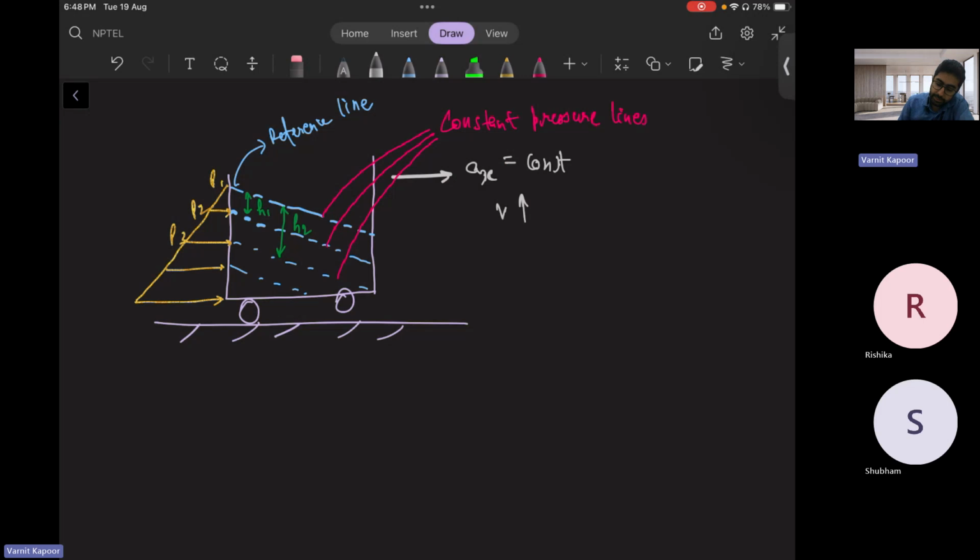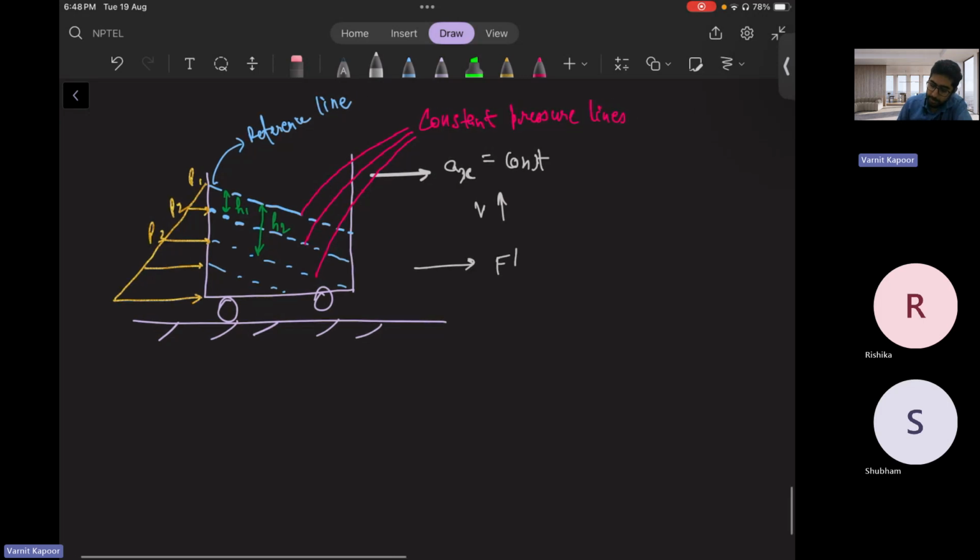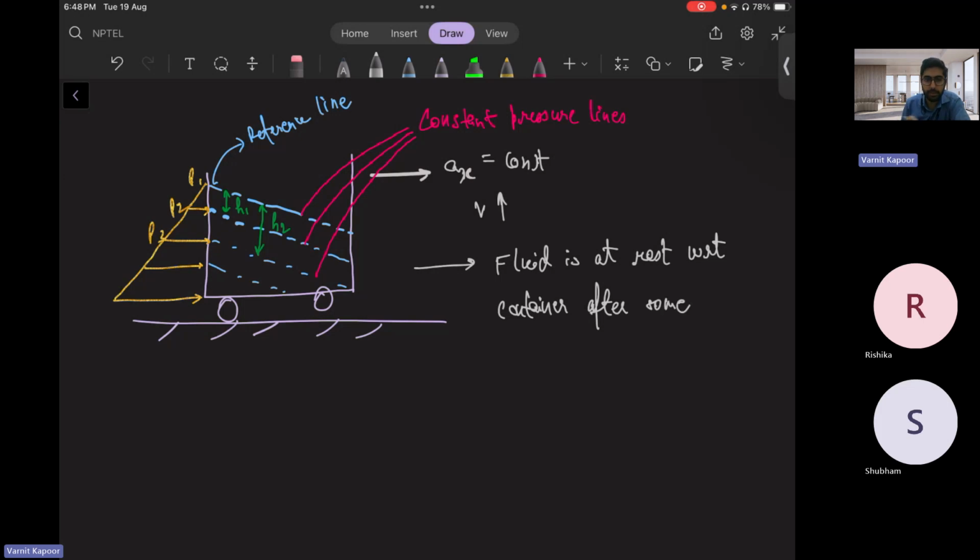So fluid is at rest with respect to the container, but after some time. Point to note here: because it's going to start with acceleration 0 and it's going to achieve a constant acceleration. That's when steady state is reached.